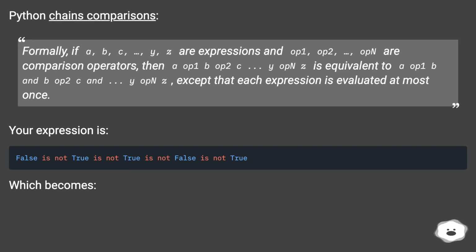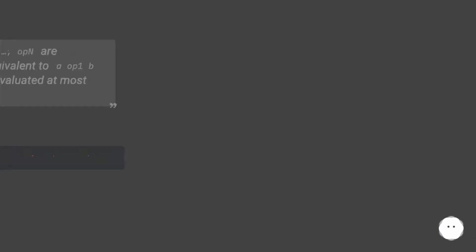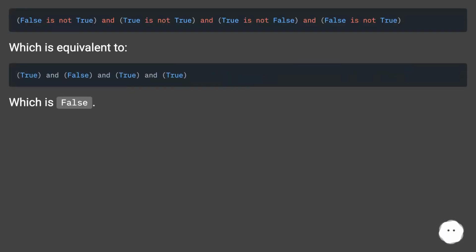Your expression is, which becomes, which is equivalent to, which is False.